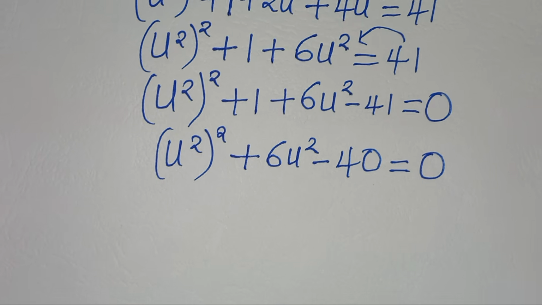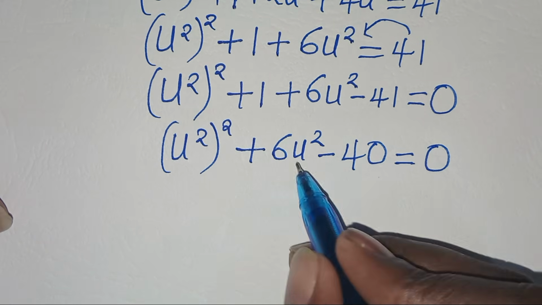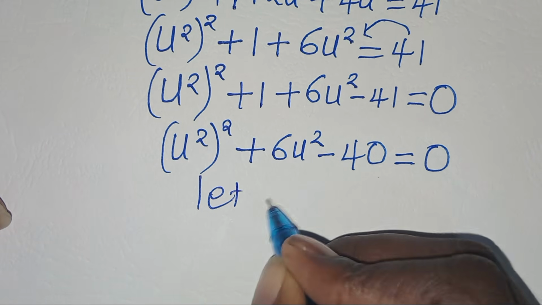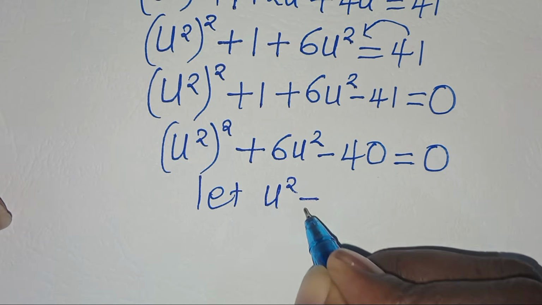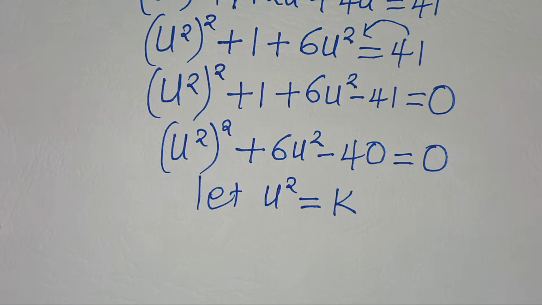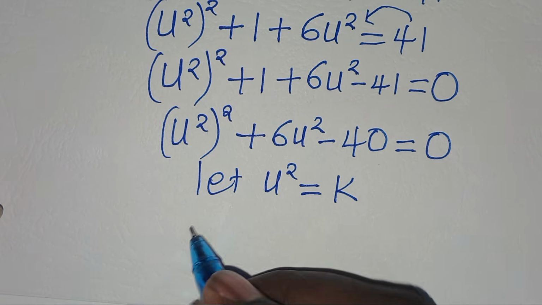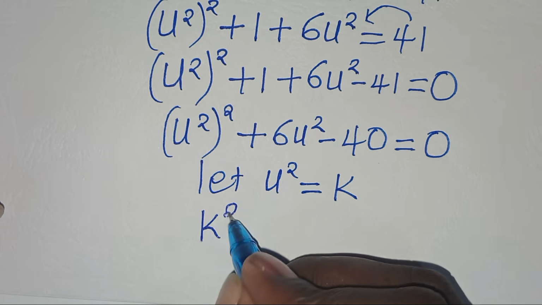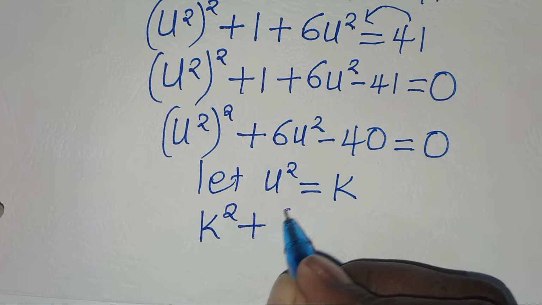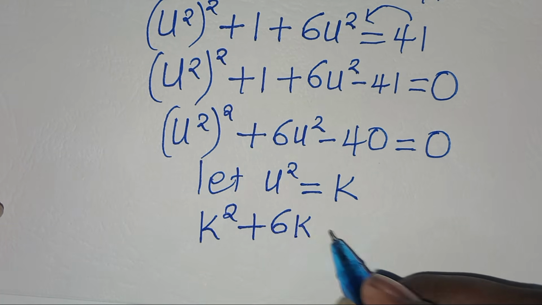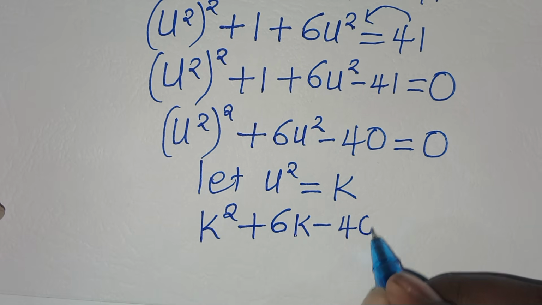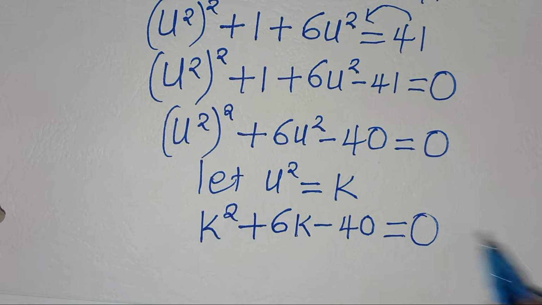Now the next step from here, we have u squared here, we can let u to the power of 2 be equal to k. So let us express this equation in terms of k. So we have k squared, k to the power of 2, plus 6k minus 40. This is equal to 0.